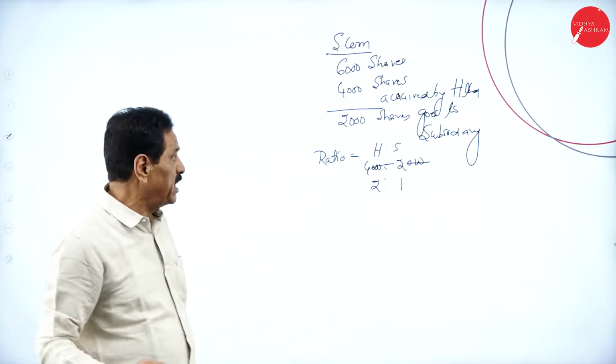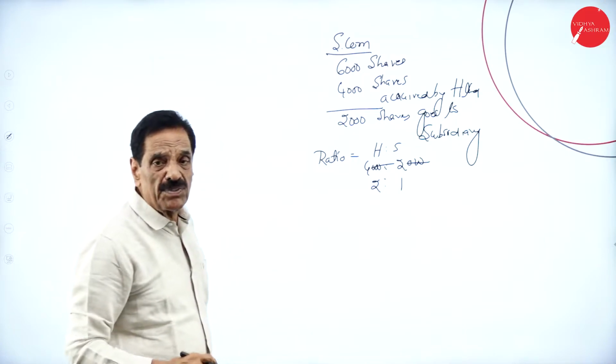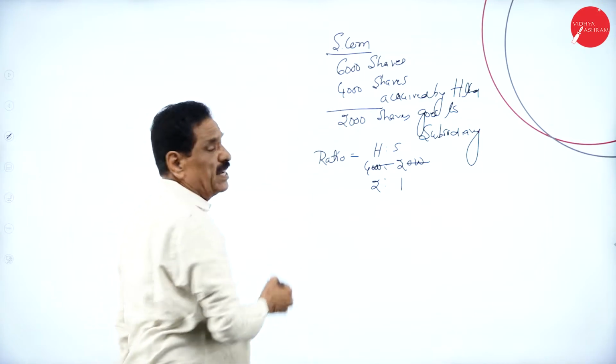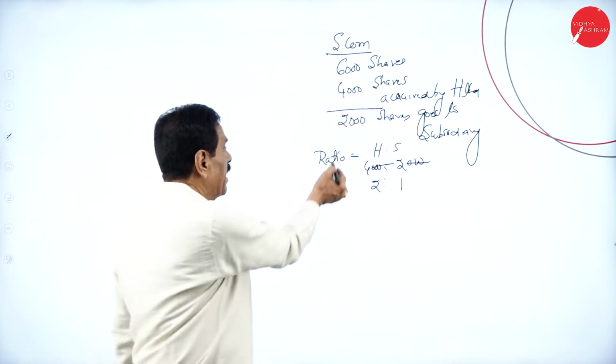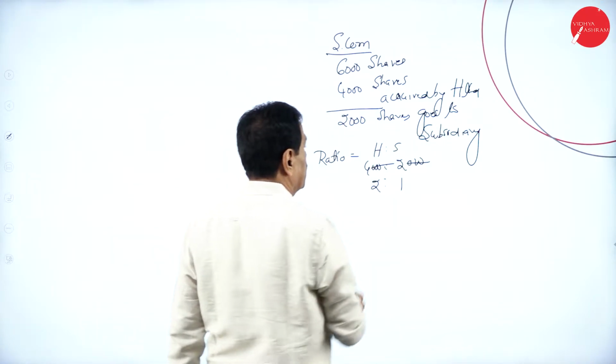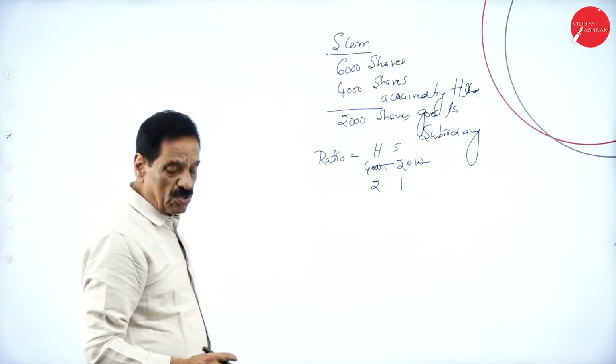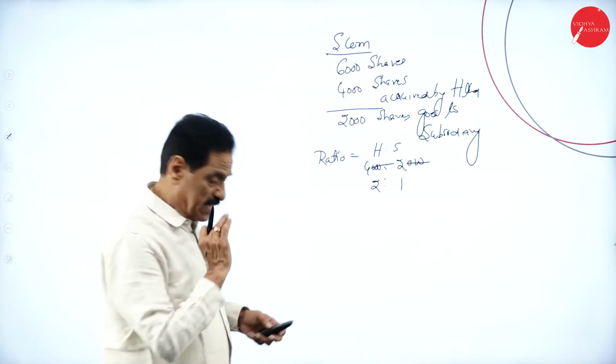I will explain it with an example. The total number of shares, assume about 6,000 in X company, 4,000 shares are acquired by H Limited, and the balance 2,000 shares go in favor of the minority shareholders. The ratio between H and S is 4,000 to 2,000. So this is one way.